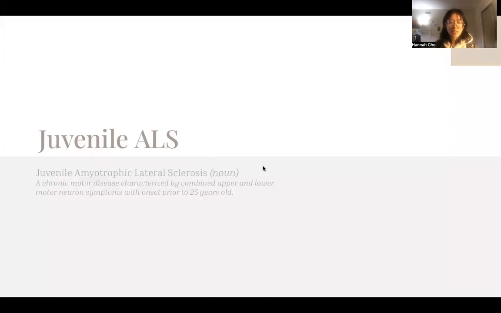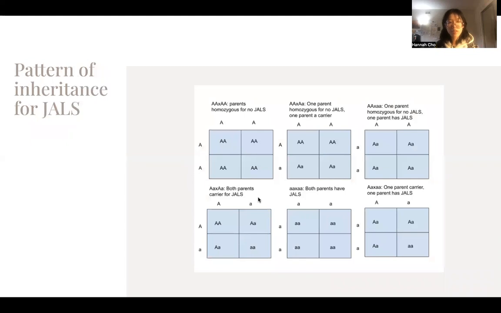Juvenile ALS is a chronic motor disease characterized by combined upper and lower motor neuron symptoms with the onset prior to 25 years old. So the pattern of juvenile ALS is recessive, and as you can see, the Punnett squares show the percentage of children that will have juvenile ALS depending on the genotypes of the parents.